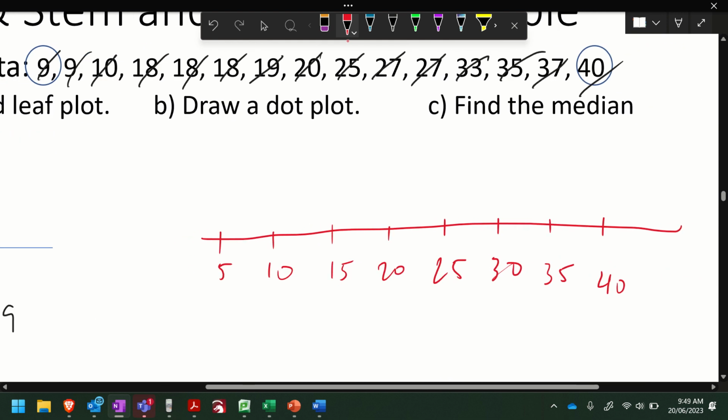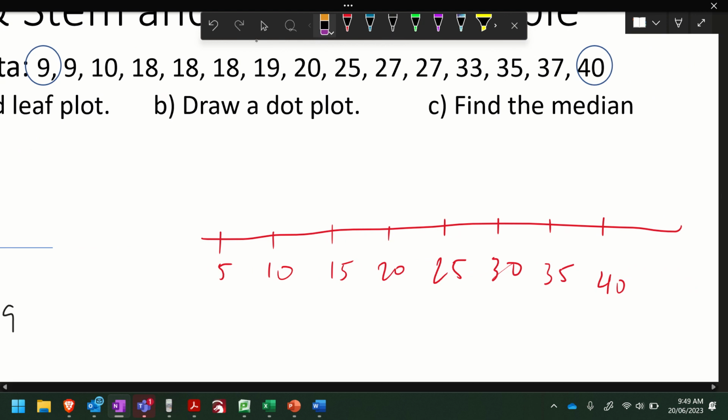Alright, and now we need to look at our numbers. So I'm going to scribble out, I'm going to take off my marks so you can see what numbers we're working with. So on your number line, you need to figure out where those numbers fit. So for example, I've got 2 9s. So on my number line, where would the number 9 be? Just before 10. So that means you're going to have 2 dots just there. Because that means you've got 2 numbers, which are 9, that are below 10. Okay, and how many do we have that are 10? Got 1 dot, so that means just above 10, you're going to have 1.